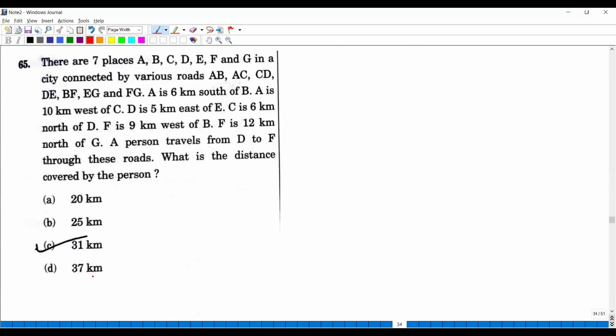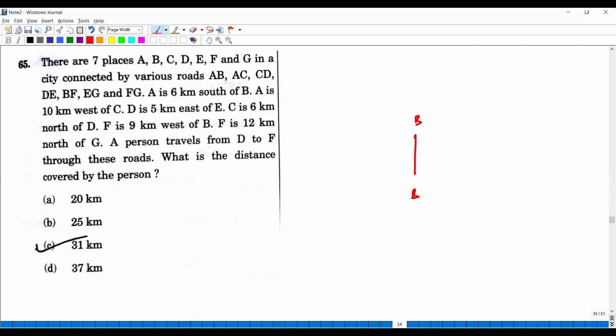There are 7 places A, B, C, D, E, F, G. Cities connected by various roads. So if you take out A, B; A, C; C, D; D, E; B, F; E, G; F, G. A is 6 kilometers south of B. So A is south of B. So you draw it like this.